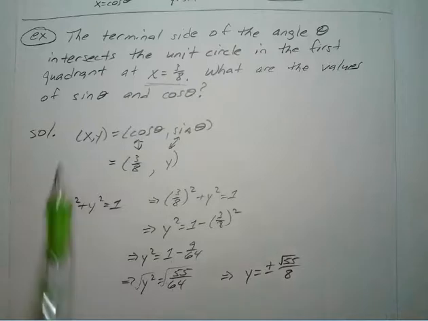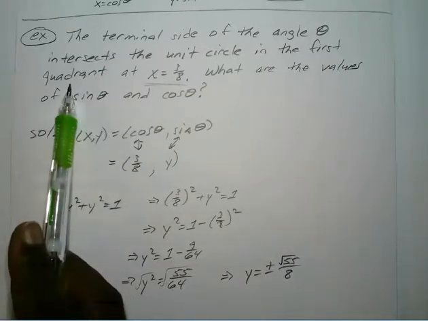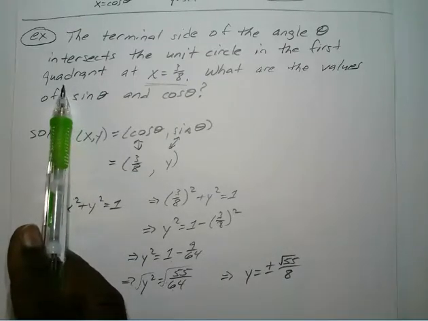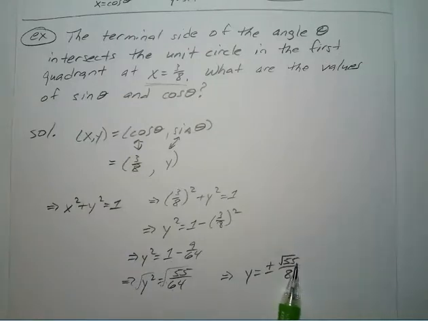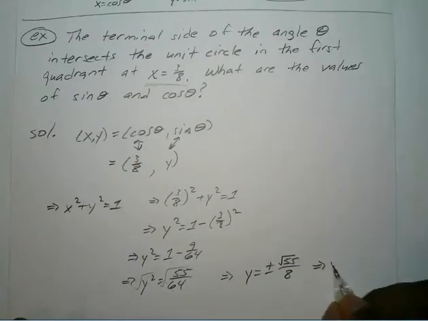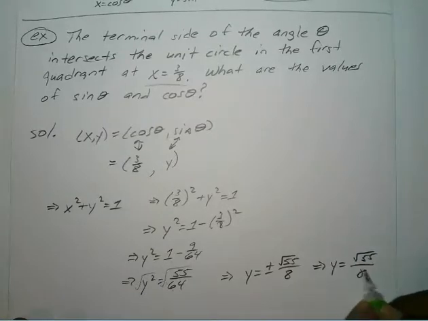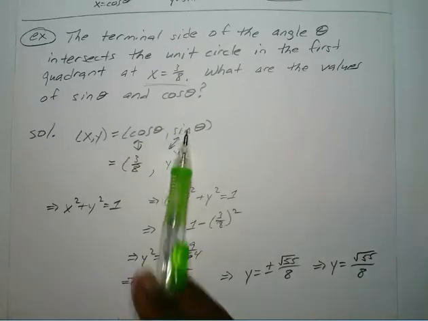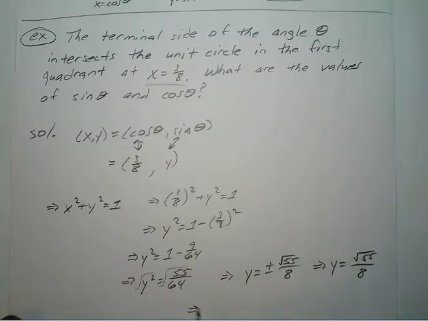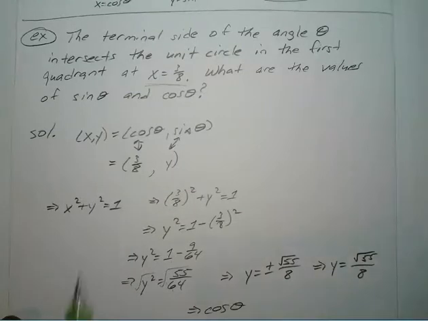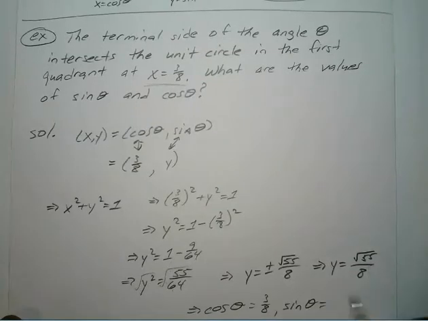But we know it's in quadrant 1. In quadrant 1, x and y are both positive. So this is just positive. So y is equal to square root of 55 over 8, which is our sine of theta. So that means our cosine of theta is our x, which is 3 over 8. And our sine of theta is our y, which is square root of 55 over 8.